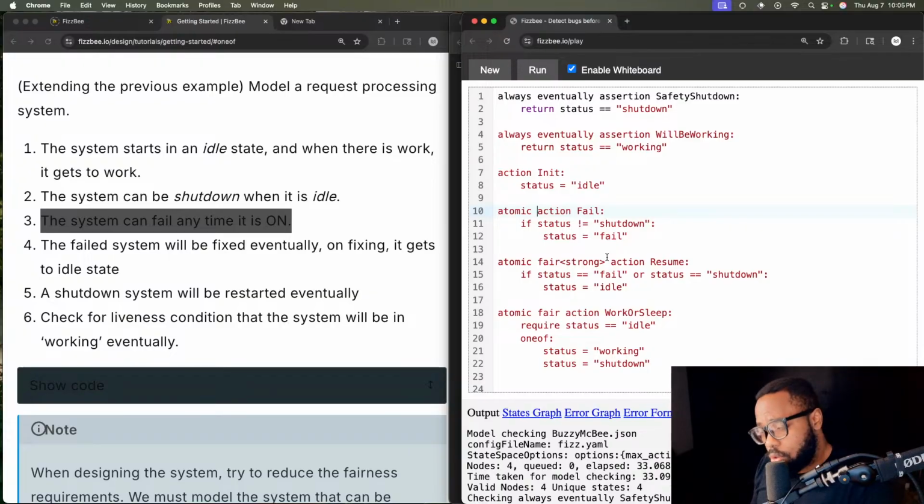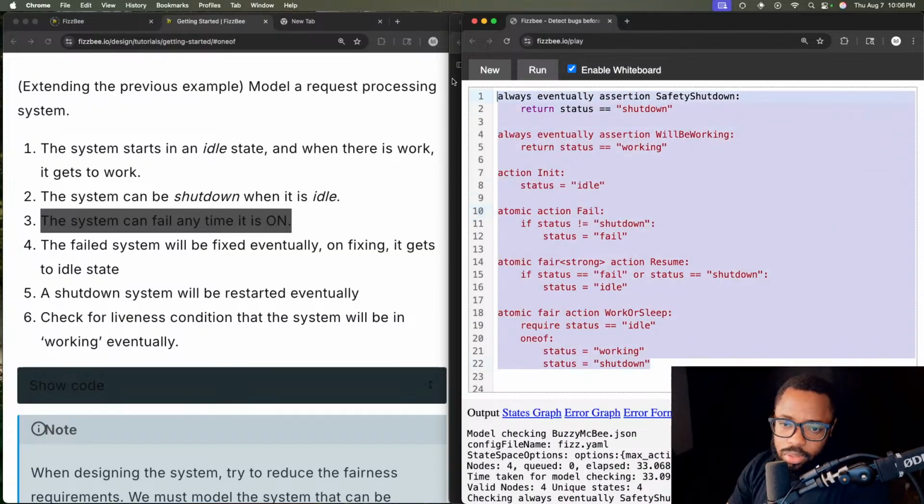Now, with the strong fairness case here, we're saying the system may choose to go between not being shut down and being shut down, and that eventually you should fail because of that. Again, yeah, I don't think that's practical.